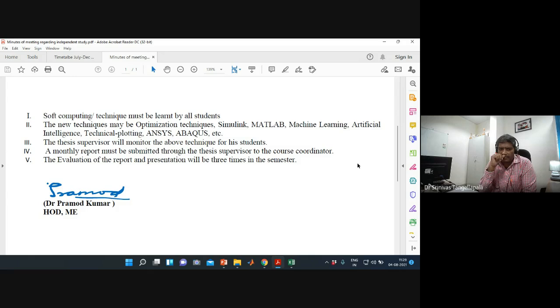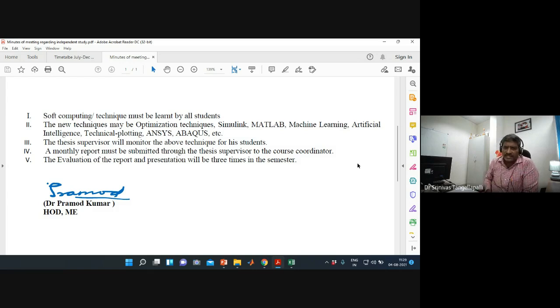The evaluation of the report and presentation will be 3 times in the semester. We are evaluating 3 times, maybe level 1, level 2, level 3. What our expectations are for levels 1, 2, 3, that also we will share with you soon. But be ready instead of waiting for our instructions, because we are framing the instructions now.